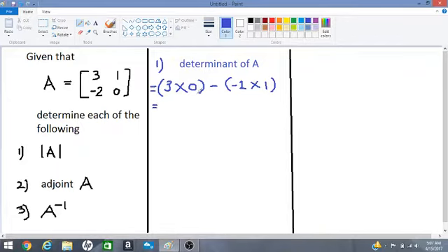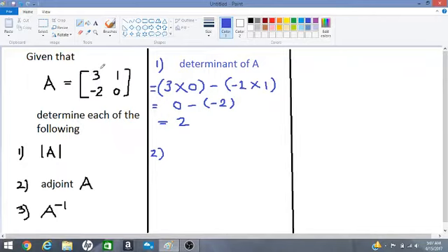Working out inside the bracket first. 3 times 0 is 0. Subtract. Negative 2 times 1 is negative 2. We know that a minus minus is a plus, so we get positive 2. So the determinant of E is equal to positive 2. Okay, number 2 now, the adjoint of E.